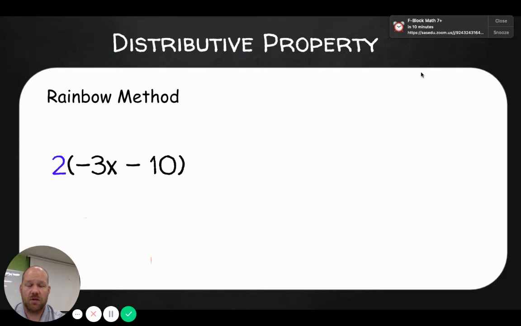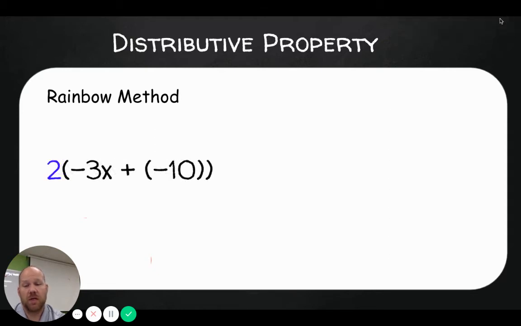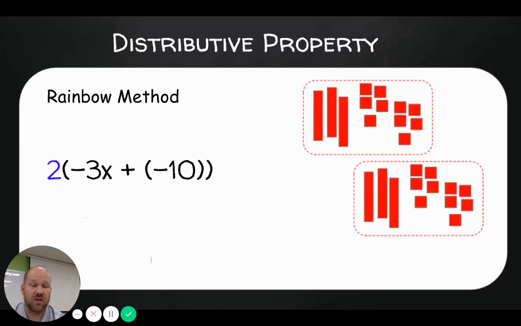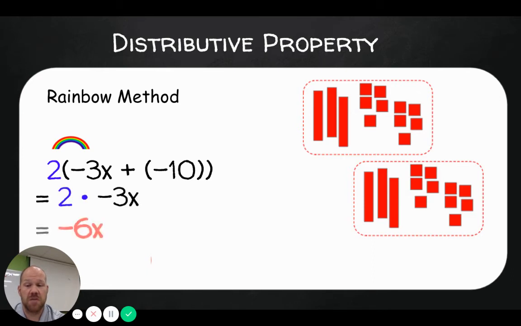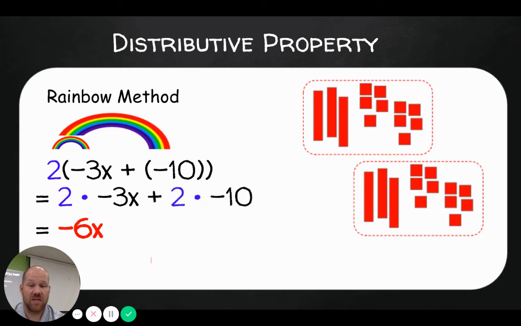All right, so take a moment, write down what you think the correct simplified expression is for 2 times negative 3x minus 10. All right, and these questions, sometimes it's easier to write them as addition problems. Okay, if I did that, there's what the picture looks like. 2 times negative 3x, or 2 groups of negative 3x, would give me negative 6x. 2 groups of negative 10 would be 2 times negative 10, which is negative 20. So that is the correct answer.